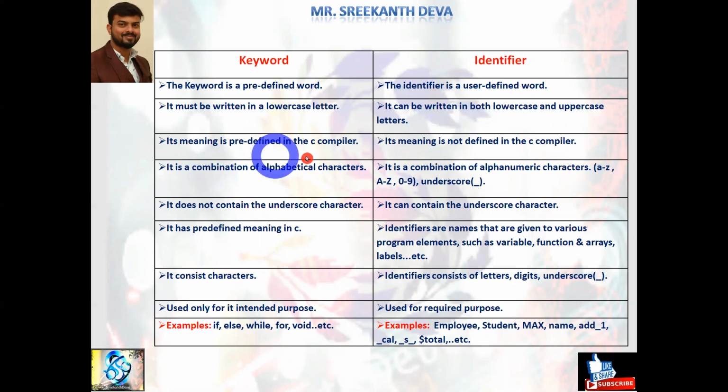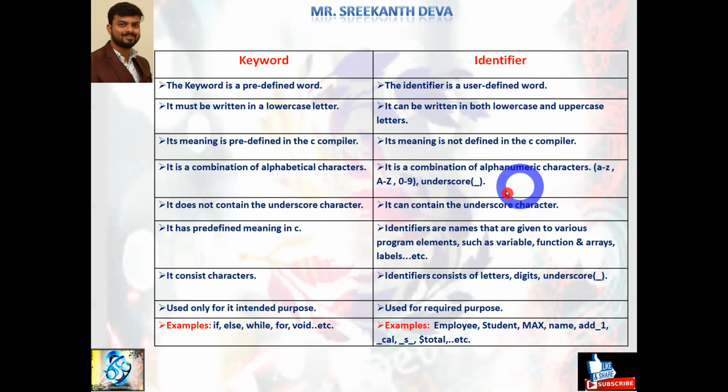Keyword meaning is predefined in the C compiler. Identifier meaning is not defined in the C compiler because identifiers are created by the user or programmer. Keywords are a combination of alphabetical characters. Up to the C-89 standards, they consist only of alphabetical characters.